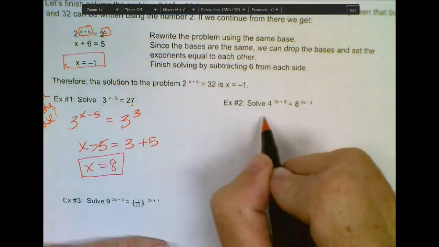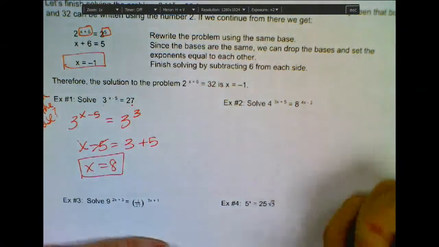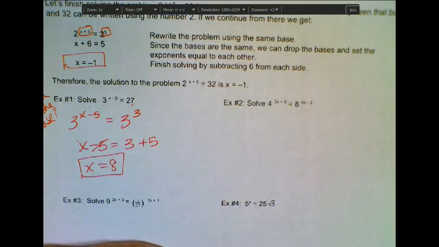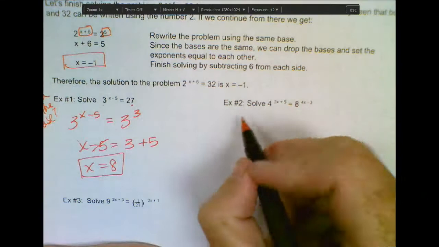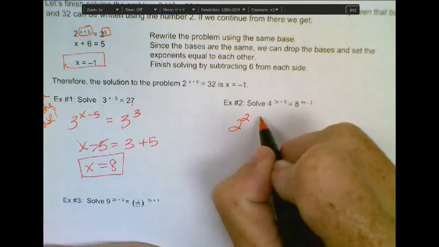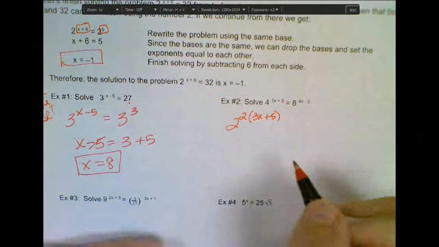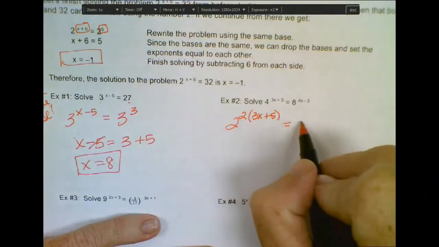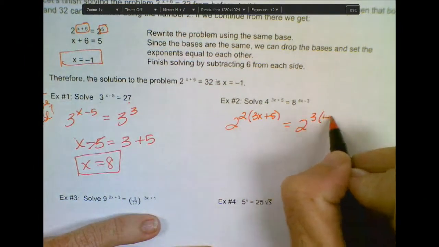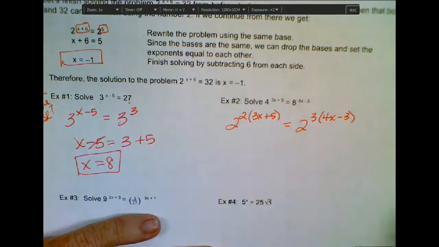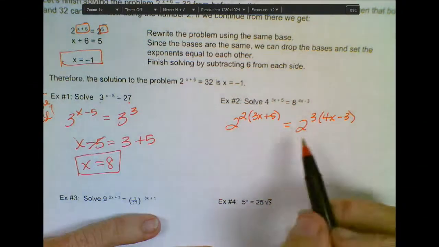Okay, example 2. Now we don't really have a same base. Can you square 4 and get 8? No. Is there a base that they might have in common? Could they both maybe be a power of another number? With exponents, you usually want to start small. So 4 is actually 2 squared. Then we're going to put that exponent right next to it. And the value of 8 is 2 to the third. And again, we're using parentheses.